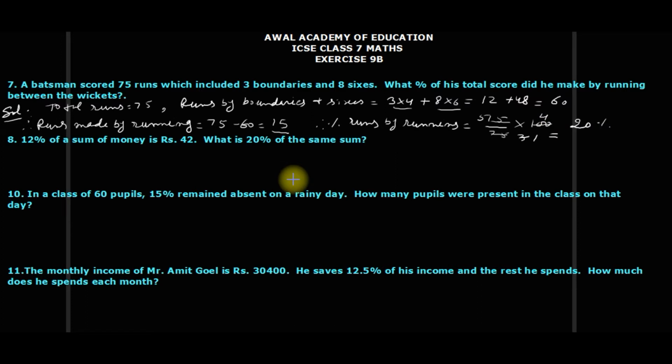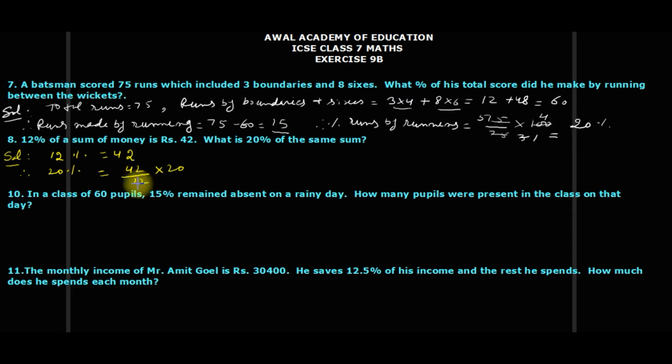Right, now we will move on to question 8. 12% of a sum of money is 42. What is 20% of the same sum? As we have done earlier, 12% of a sum of money is equal to 42. Therefore 20% would be 42 upon 12 multiplied by 20.